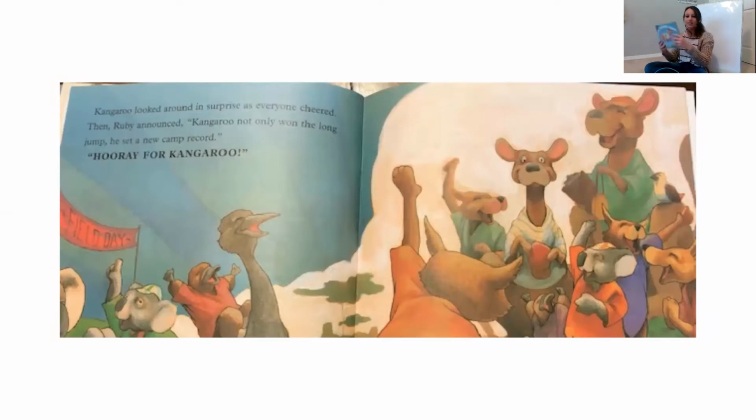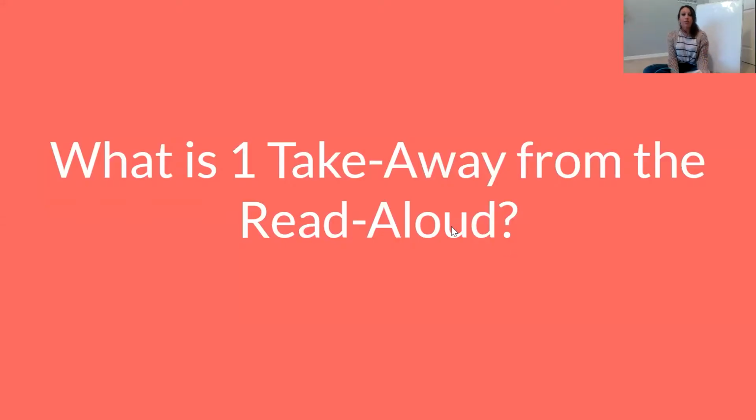The end. So, that was a really interesting book, right? We went through the kangaroo as he's going on his camping adventures. He participated in a bunch of different events such as swimming and running and the long jump. And we saw how they divided everyone into different teams.